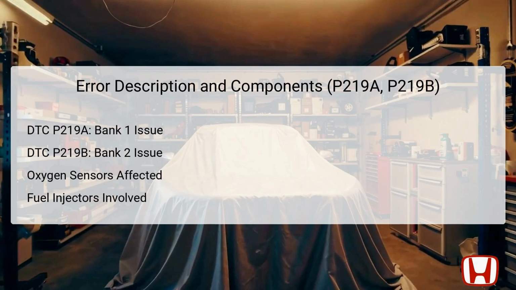Additionally, each cylinder has its fuel injector, which supplies fuel to the engine. Located on the intake manifold side, these injectors must operate smoothly to maintain the correct air-fuel ratio. Therefore, assessing the performance of these components is essential when troubleshooting DTC P219A and P219B.